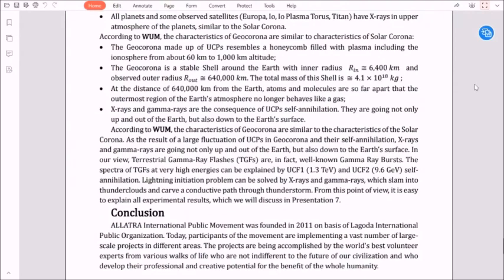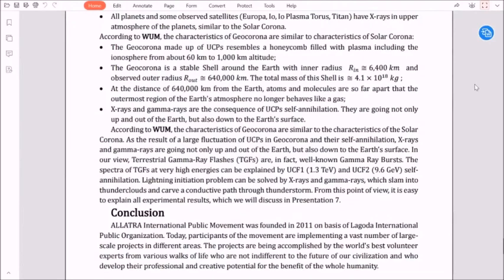At the distance of 640 thousand kilometers from the Earth, atoms and molecules are so far apart that the outermost region of the Earth's atmosphere no longer behaves like a gas. X-rays and gamma rays are the consequence of UC particles self-annihilation. They are going not only up and out of the Earth, but also down to the Earth's surface.